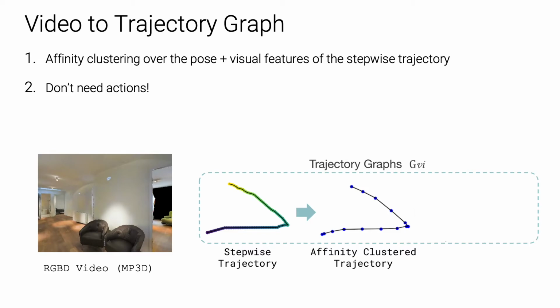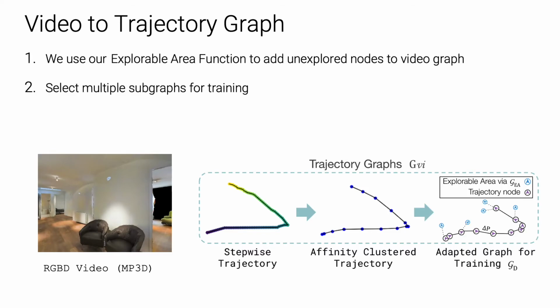Note, we do not use the agent's actions along the trajectory. We add possible explorable area nodes to the trajectory graphs using the explorable area function. Now we can select the subgraphs of the trajectory graph as training data for the distance prediction function.